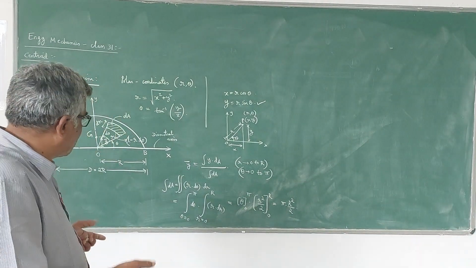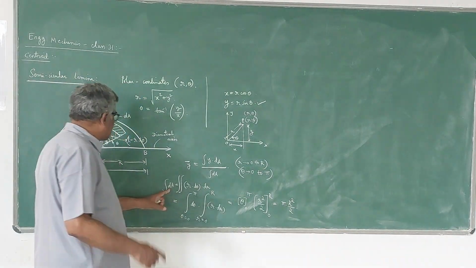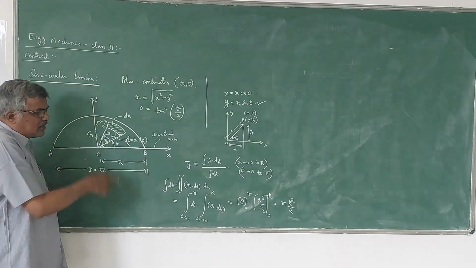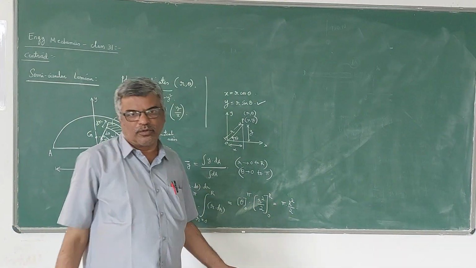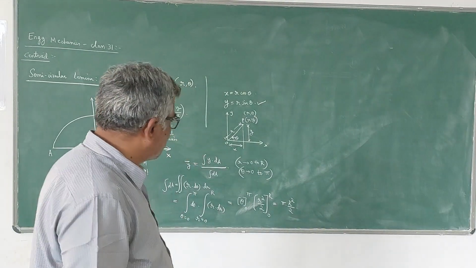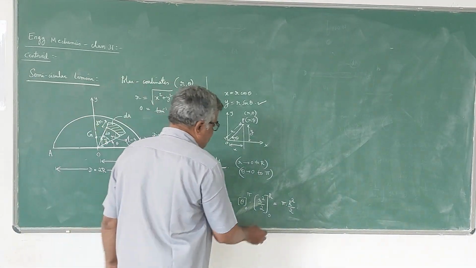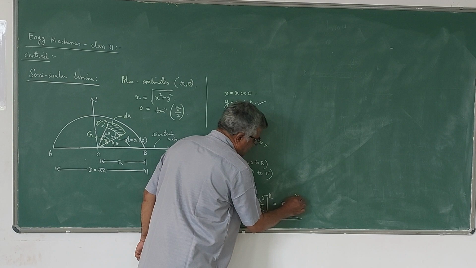So that's what you get: the integral of dA is nothing but the total area of the semicircle, which is pi r square by 2, as you know. The area of a circle is pi r square, and of a semicircle is pi r square by 2. So this is the denominator you got: pi r square by 2.